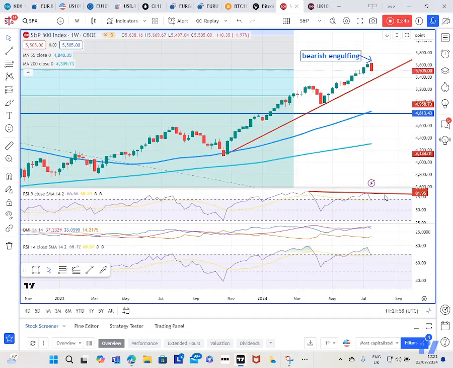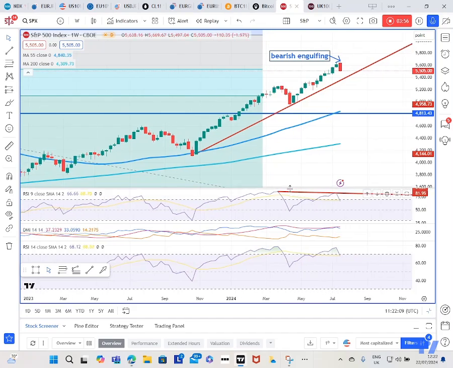I would also point out to you that while the market has been in an up move, the RSI has not been making higher highs. So you've had a higher high on the S&P, but the RSI has charted a lower high, and that does suggest a loss of upside momentum. And again, that would be quite worrying.